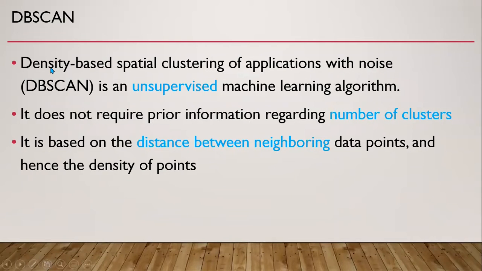So, DBSCAN is an abbreviation of density-based spatial clustering of applications with noise. It is a type of unsupervised machine learning algorithm. It does not require prior information regarding the number of clusters, unlike other methods of clustering like k-means. It is based on the distance between neighboring data points, and hence it is based on the density of points.